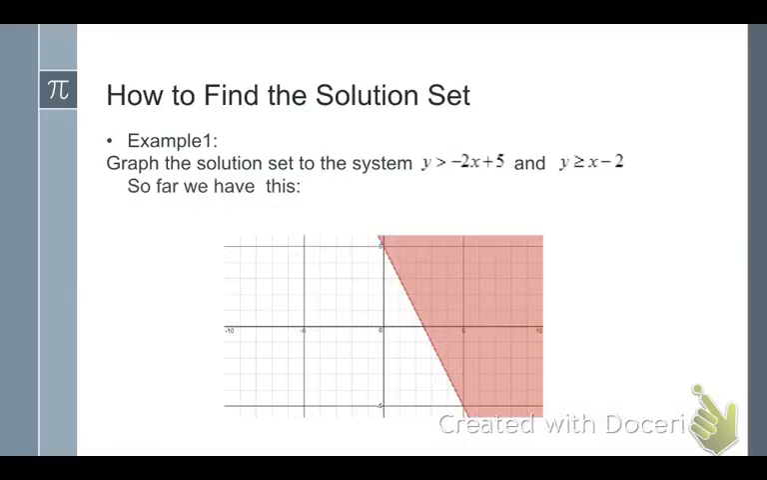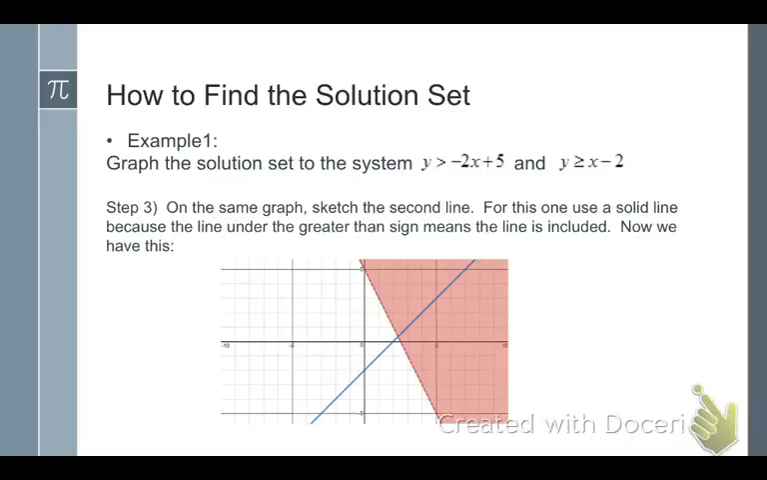So, here is my first inequality graphed with a dashed line, and I've shaded all the y values that are higher than the line. You see, if this is my line, this one is higher than the line. So that's how I decided which side to shade. Now I'm going to graph the line that is the boundary of the next inequality.